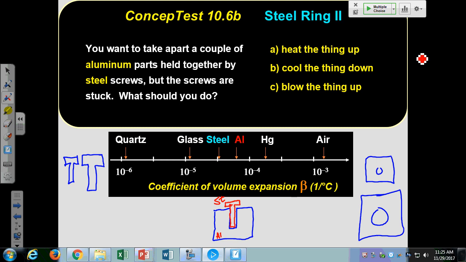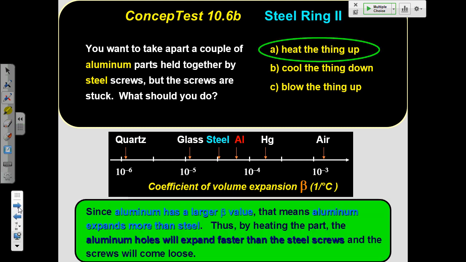If it was switched, by the way, like if I had a steel part with an aluminum screw, what would that be? I wouldn't heat it up. I would cool it off. Like I would actually make it cold, and then that would make the aluminum screw shrink faster than the hole would shrink. Okay? You'll probably see a question something similar to that on the test. You will see something similar to that on the test.